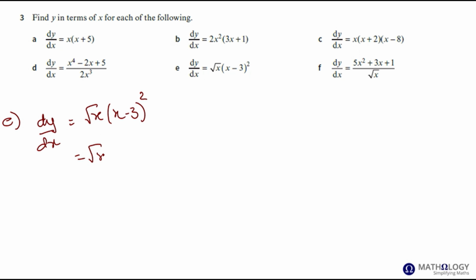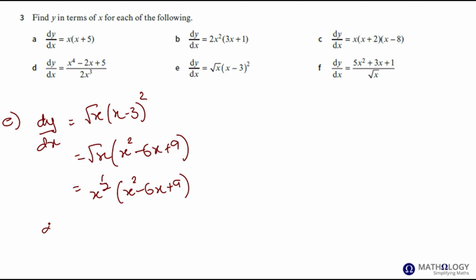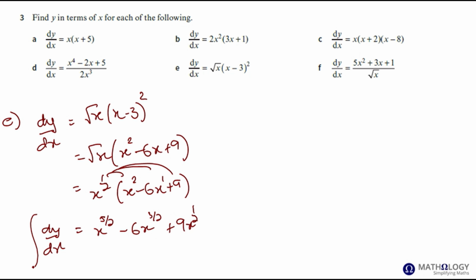dy/dx equals the square root of x times (x minus 3) all squared. Again, we are going to have to multiply out these brackets first. So we'll have root x times x squared minus 6x plus 9. Root x we write as x to the half. So dy/dx equals, and now we bring x to the half into brackets. So x to the 2 plus a half, 2 and a half is 5 over 2, minus 6x to the 1 plus a half, 1 and a half, which is 3 over 2, plus 9x to the half. And we can now integrate.